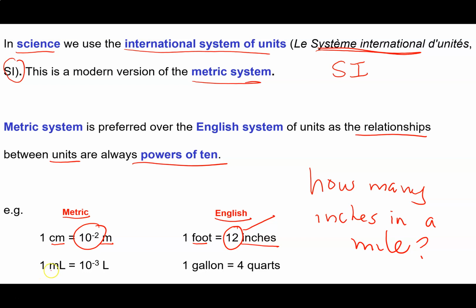So if we go for something like volume, in the metric system, we can relate milliliters to liters via simple power of 10. In the English system, we know that 1 gallon is equal to 4 quarts, but if I was to ask you something like how many cups in a gallon, or how many teaspoons in a gallon, most people wouldn't know because these conversion factors are difficult to remember because they're not simple powers of 10. So that's the advantage of the metric system over traditional units of measure.